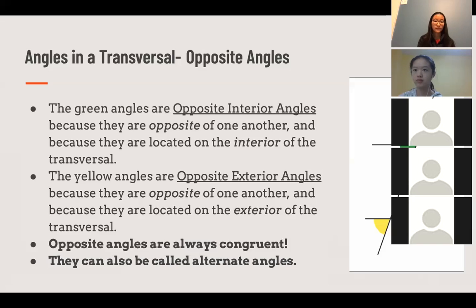Can you tell me what congruent means? Okay. Congruent means that the angles are equal. So if the yellow angles are congruent, then that means they have the same angle measure.